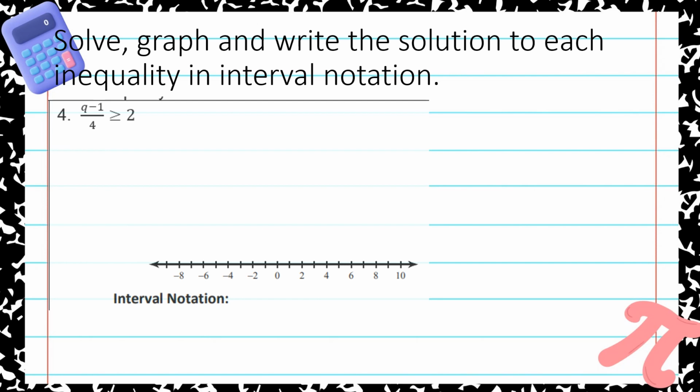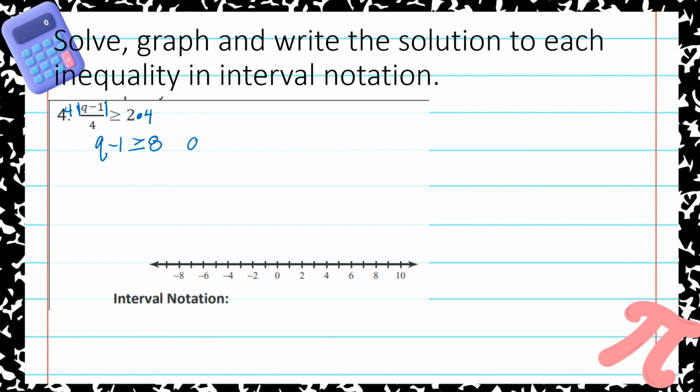I did not put, for whatever silly reason, the absolute value symbol in here, so we're going to put them around the q minus 1. Okay. So now I have to get rid of the 4. I've got to get that absolute value symbol by itself, so I'm going to multiply both sides by 4. When I do that, I'm going to get the absolute value of q minus 1 is greater than or equal to 8.